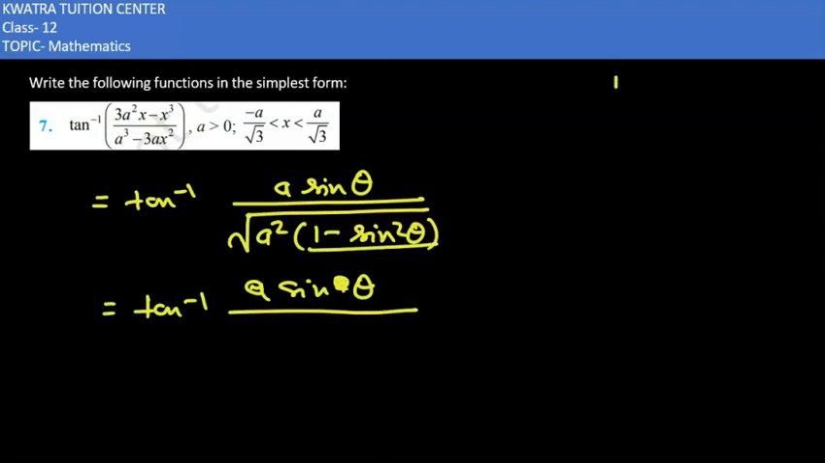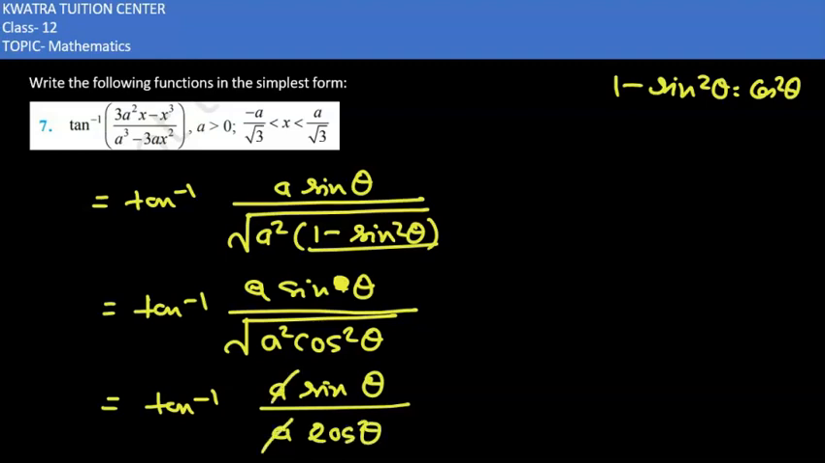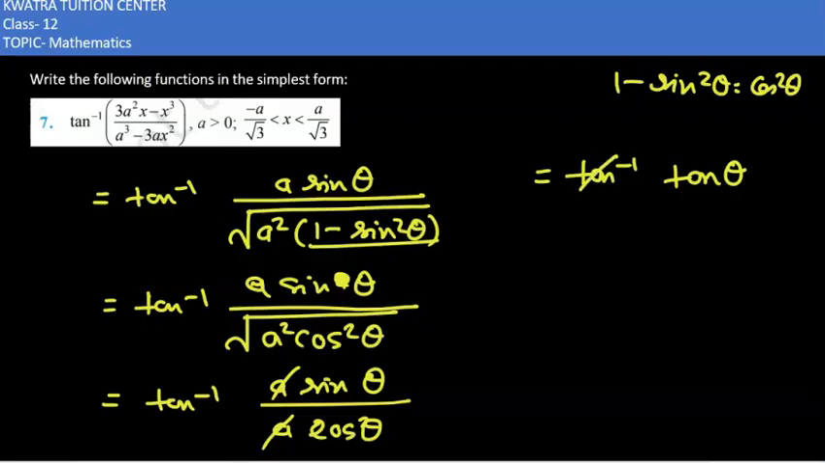We know that 1 minus sine square theta is equal to cos square theta. So we can replace this value: a square multiplied by cos square theta. So this is tan inverse of a sine theta divided by, when we remove the square root, a cos theta. So a and a will be cancelled, and that's why we will get tan inverse tan theta. Tan inverse and tan will be cancelled here, so we will get theta only.